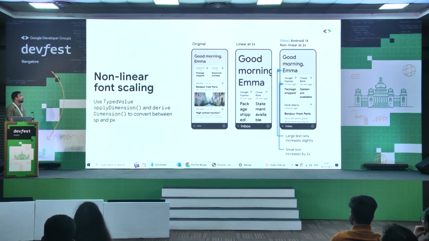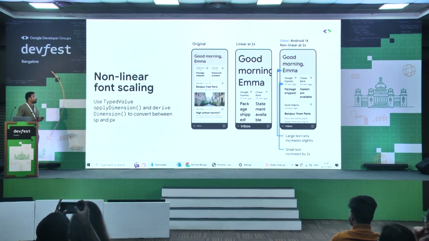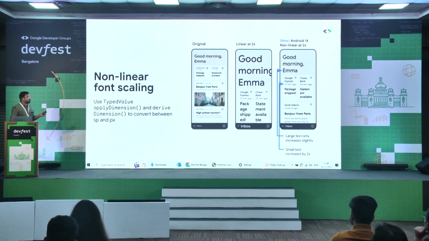Okay. So Android 14 launched non-linear font scaling. When we say font scaling, it is very linear. So whatever fonts you have on your app will simply scale. Linear will do 2x scaling, for example; large text as well as small text will zoom in the same ratio. But with non-linear font scaling, you can actually have different zoom levels across your text. For example, small text will increase by 2x, but large text will increase only very little, so that you can have a good experience.